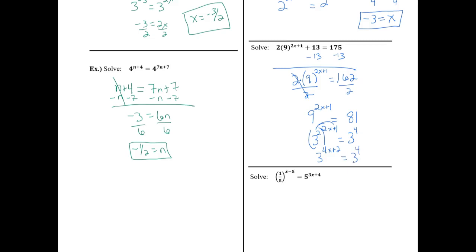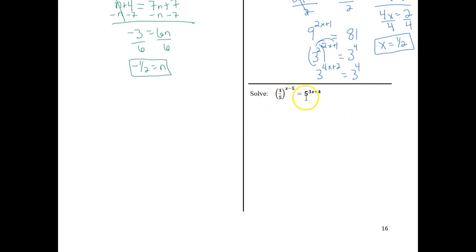Now they have the same base. I set the exponents equal. I have 4x plus 2 has to equal 4. So this exponent has to equal that exponent. Now I can solve for x. I subtract both sides by 2. I get 4x equals 2, because 4 minus 2 is 2. Divide both sides by 4. And x equals, after you simplify that, down to 1/2. So x equals positive 1/2.